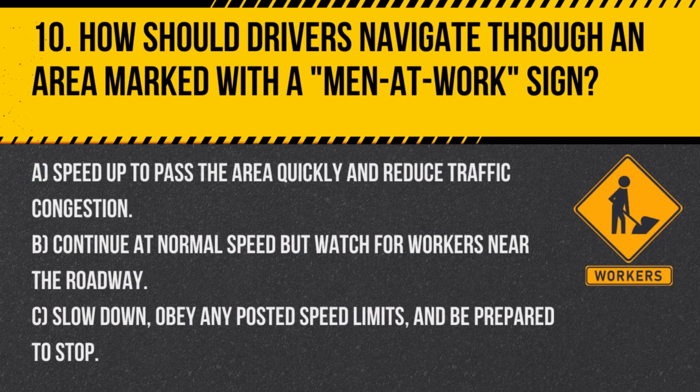Question 10. How should drivers navigate through an area marked with a Men at Work sign? A. Speed up to pass the area quickly and reduce traffic congestion. B. Continue at normal speed, but watch for workers near the roadway. C. Slow down, obey any posted speed limits, and be prepared to stop.